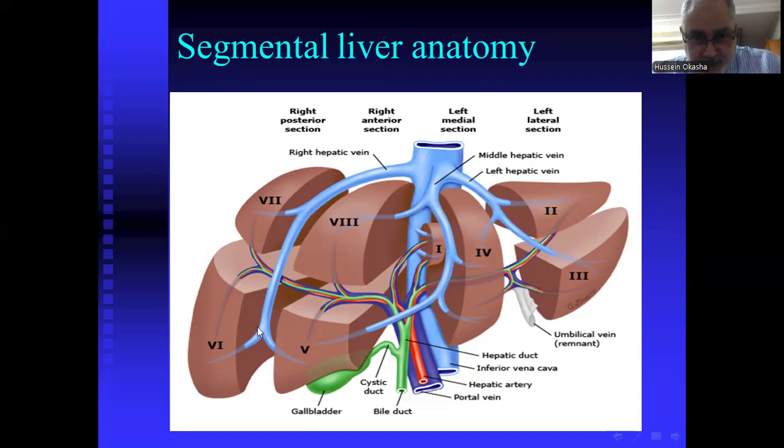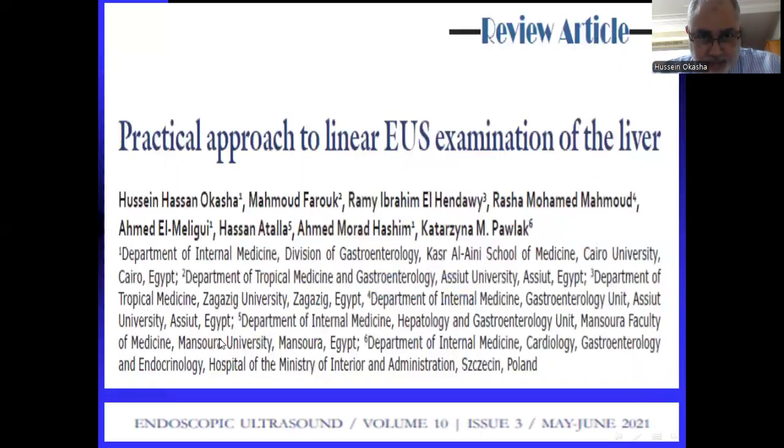And this is the right hepatic vein dividing the right lobe of the liver into the medial segment, including segment 8 above and segment 5 below, and the lateral segment of the right lobe, dividing segment 7 up and segment 6 below. This is the simple liver anatomy.